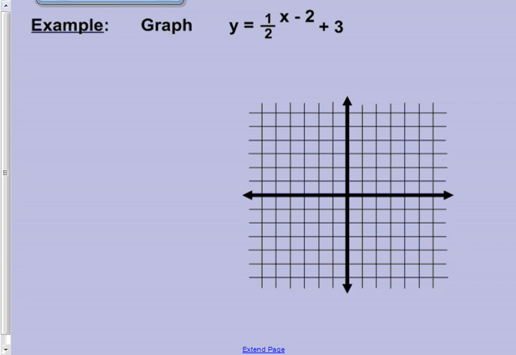Okay, so let's take a look at a couple of them here. Hopefully we can get through it pretty quick. Let's graph y equals (1/2) raised to the x minus 2, plus 3.